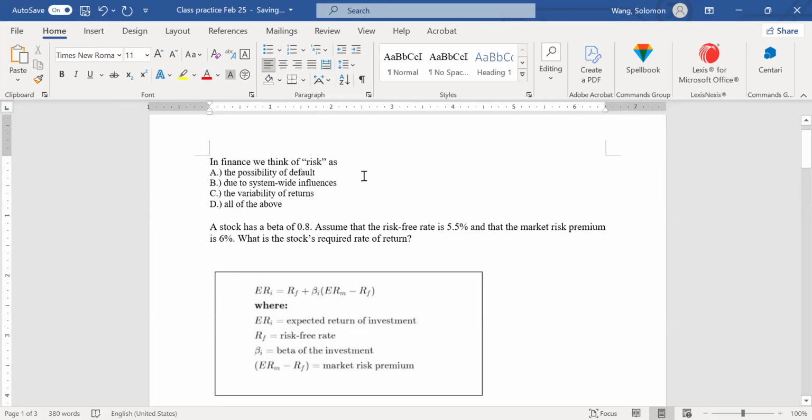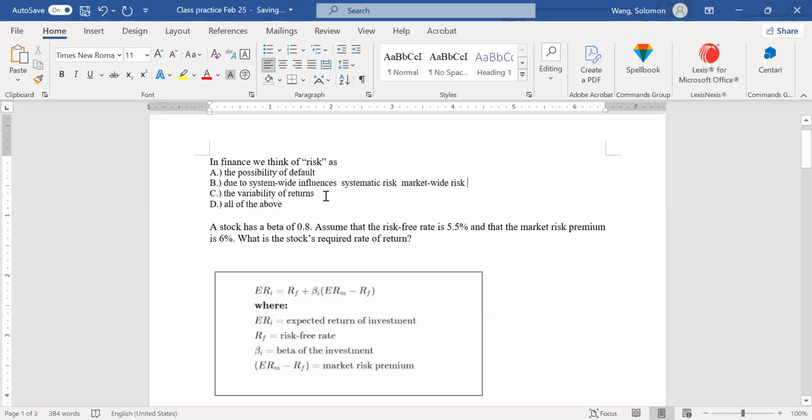All right. B, due to system-wide influences. This is also called systematic risk. It's a market-wide risk, and this usually applies to stocks. In fact, if you are using the capital assets pricing model, that is related to the market-wide risk.